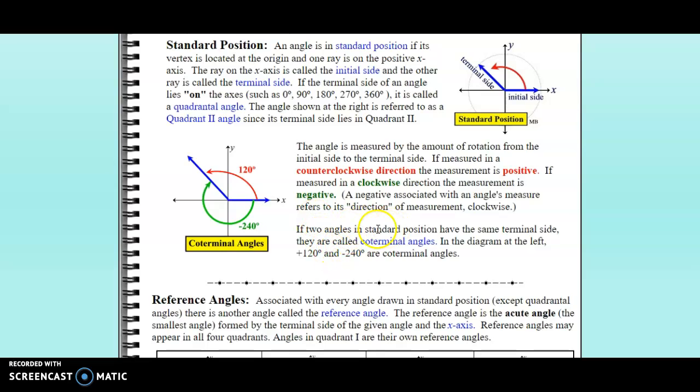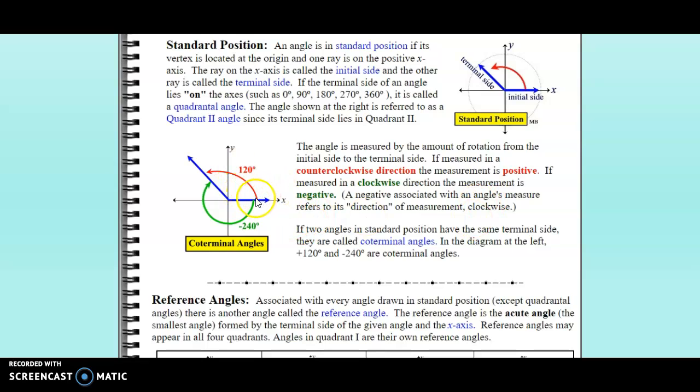Coterminal angles are angles that share a terminal side. For example, 120 degrees and negative 240 degrees have the same initial and terminal side. That makes them coterminal angles. They just open in opposite directions. So a coterminal angle could open in opposite directions, or it could be rotated more or less.